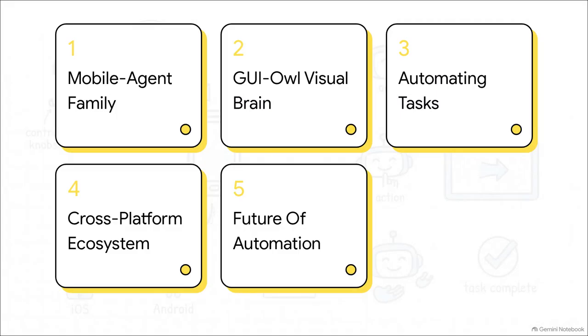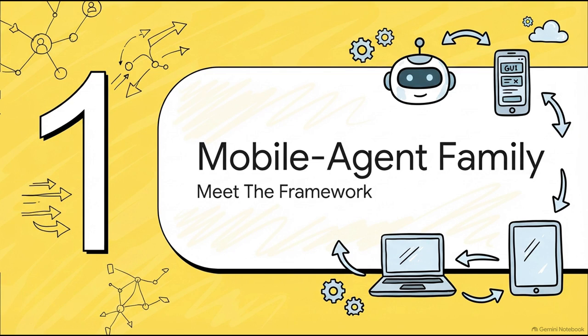Now, to get a really solid grip on this highly technical AI project, we're going to break this explainer down into 5 simple steps. First, we'll meet the Mobile Agent family. Second, we'll look under the hood at GUI, which is essentially its visual brain. Third, we'll watch it automate real-world tasks. Fourth, we'll map out its massive cross-platform ecosystem. And finally, we'll talk about what this actually means for the future of automation. All right, let's jump straight into Section 1, Meet the Mobile Agent family.